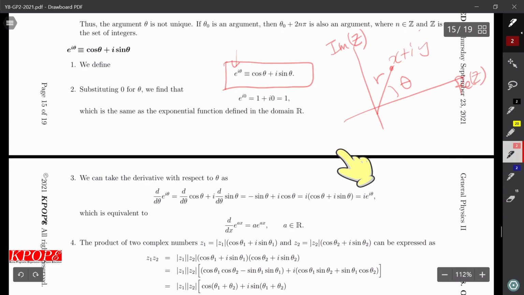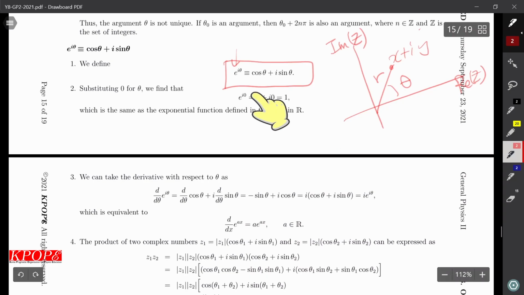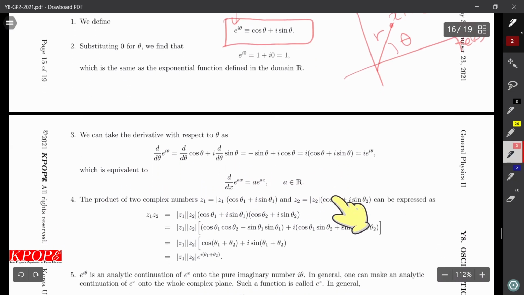For example, exponential 0 is always 1, and you can take the derivative of this. The cosine's derivative is minus sine, and sine's derivative is cosine. You find that you can factor i out, and you again find cosine theta plus i sine theta, that is exponential i theta. Thus, if you take the derivative with respect to theta, it is just i e to the i theta. That satisfies the basic rule for the exponential function. So let's say now that this expression, e to the i theta, is cosine theta plus i sine theta, which is exponential i theta.